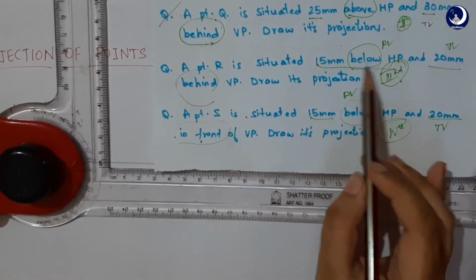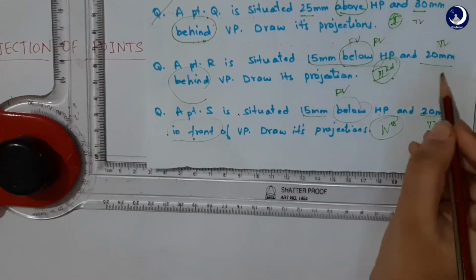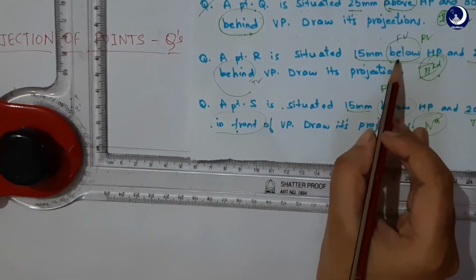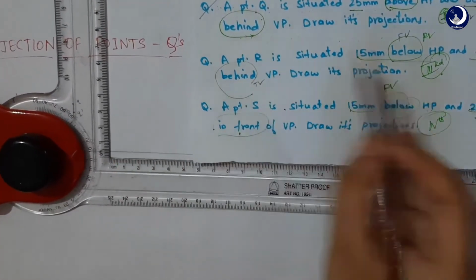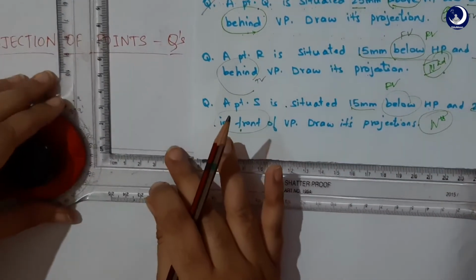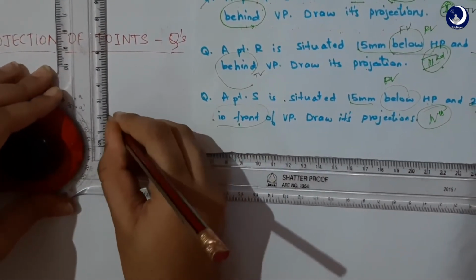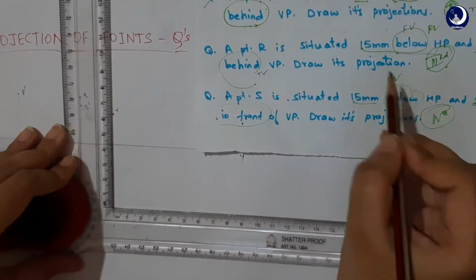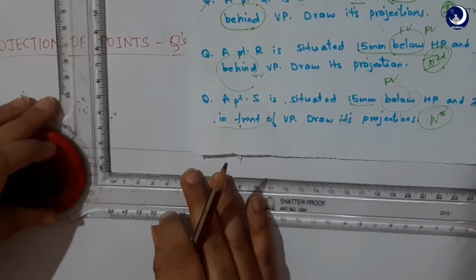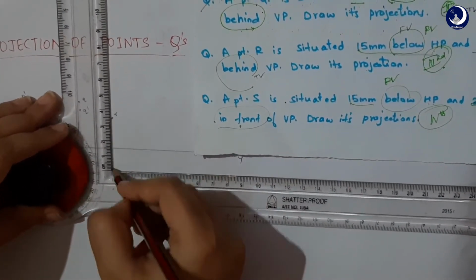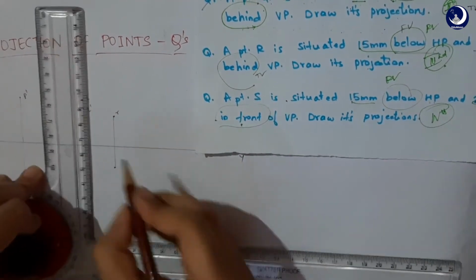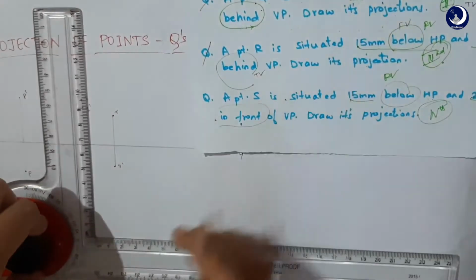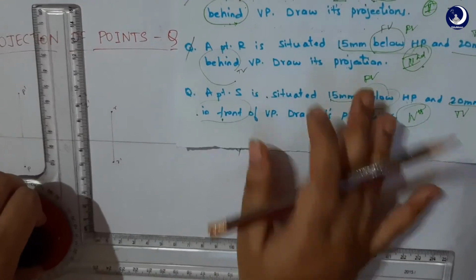15 mm below HP, so this is the front view. 20 mm behind VP, so this is the top view. The top view is above the reference line, so 20 mm from VP. Above the reference line, I'm going to take 20 mm. Point R. Since it's the top view, I'm just going to name it R. Similarly, 15 mm below HP, below the reference line, I'm going to make a point and name it R dash. So that solves the third question. Then finally, you have to dimension it. Let's go to the fourth question.